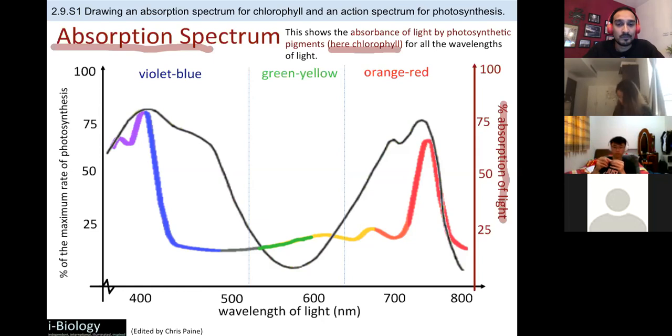It's absorbing violet, blue, and orange, red. Right, in a sense. And what is it doing with the violet, blue, and the orange, red? It's using it for photosynthesis. But then, can you just use correlation and reasoning to assume this happens? Yeah, kind of. Yeah, I guess so.